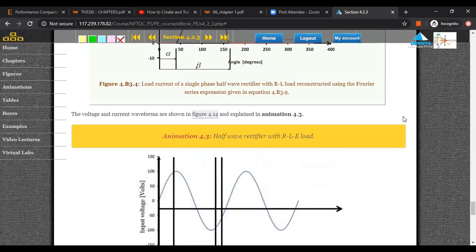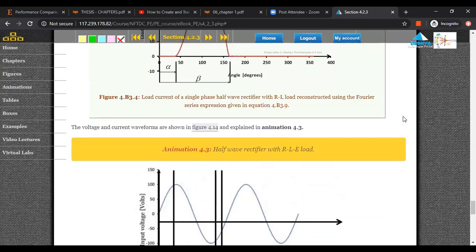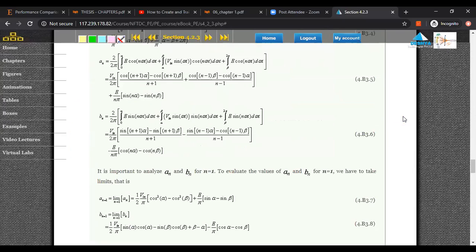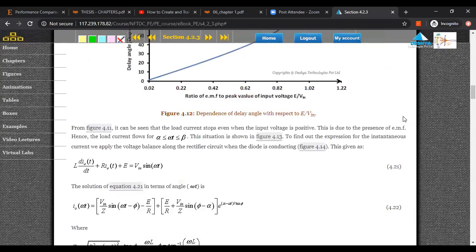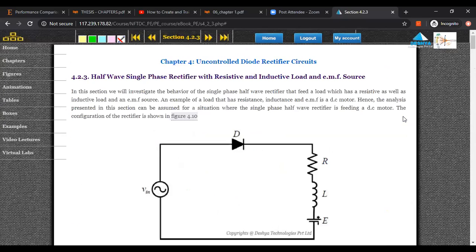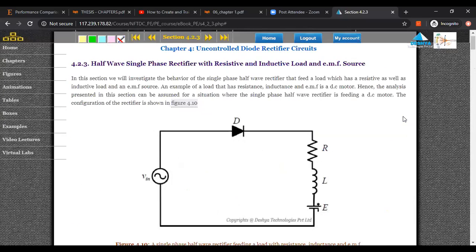Since today's session is about the RLE load, first, this is its circuit diagram. First, I'll explain some important points. What are the important points? One thing, you should not make any mistake in the circuit. Second, you should not make any mistake in the circuit diagram and the discussion of its operation. If you're clear about its operation and the circuit, then you should not make any mistake in plotting its graphs, its waveforms.